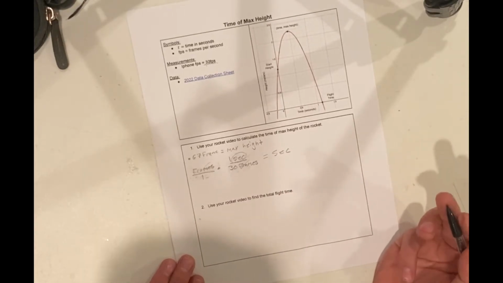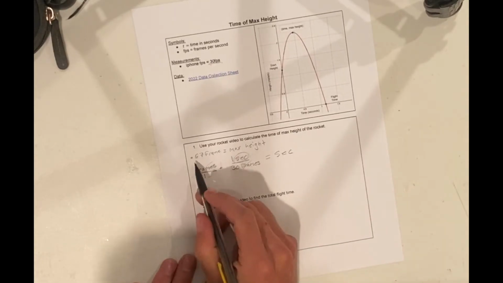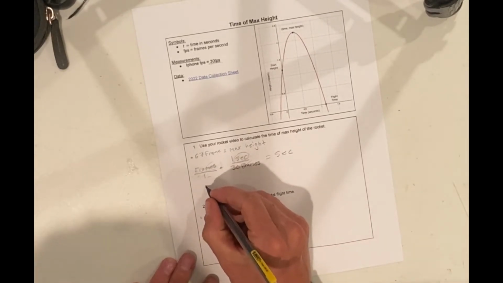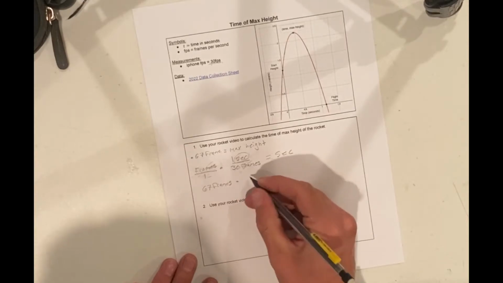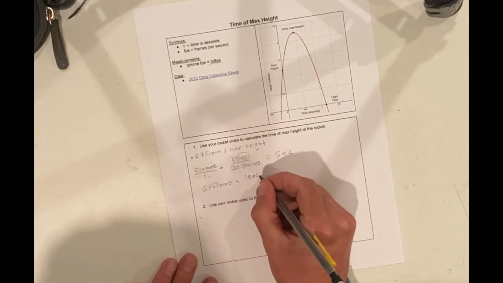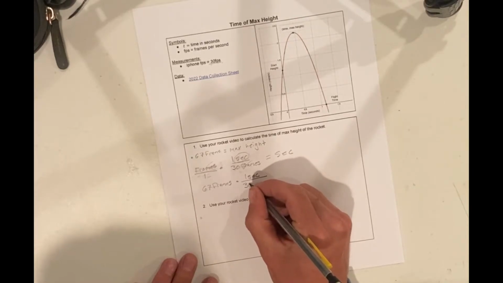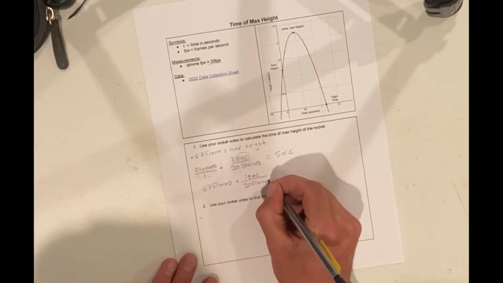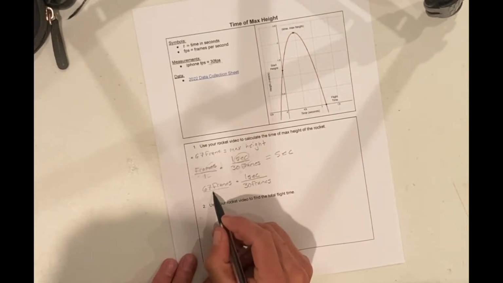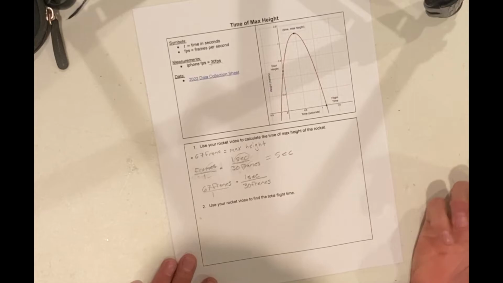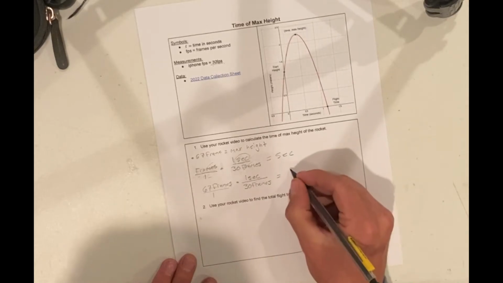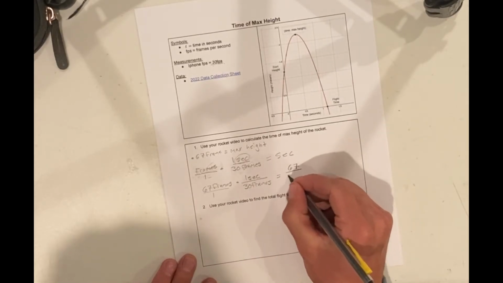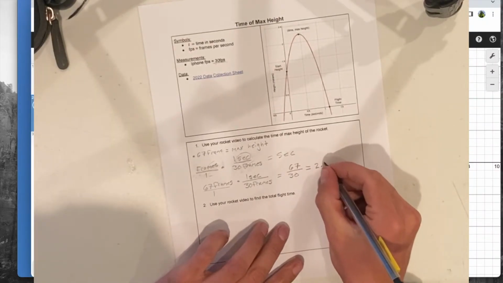And so what we found in our video was the max height was at 67 frames. So I'm gonna take 67 frames and multiply that by 1 second divided by 30 frames. You can think of this as 67 over 1 because any number divided by 1 is itself. And if I multiply these across, this is the same as 67 divided by 30, which is 2.23 seconds.